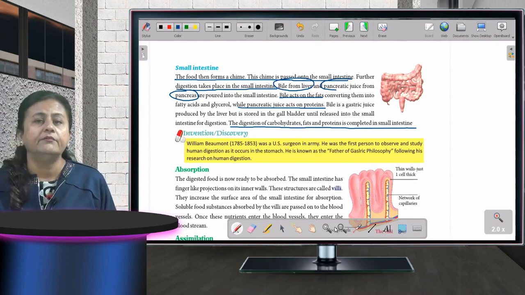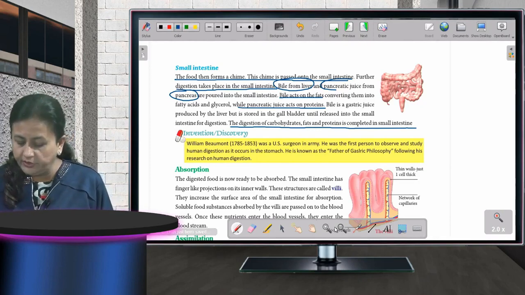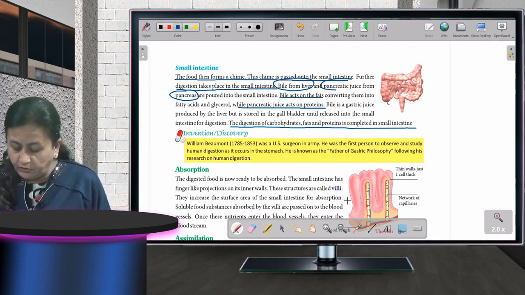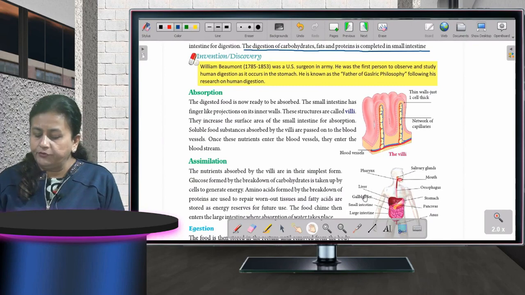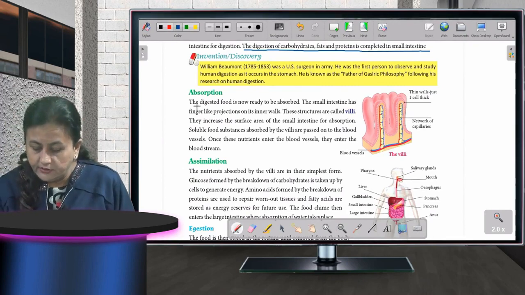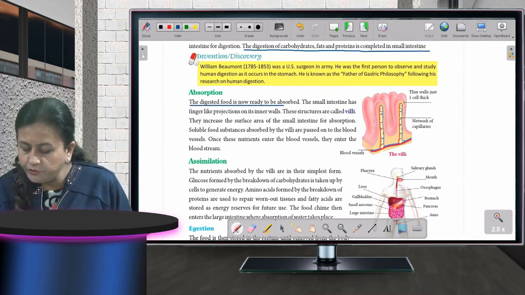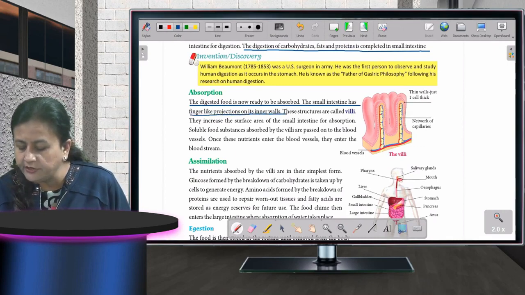Now, what has to be done? It has to be absorbed by the body. And who is going to absorb that? Blood, okay. Now, you can see the digested food. The digested food is now ready to be absorbed. The small intestine has finger-like projections on its inner wall. These structures are called villi.